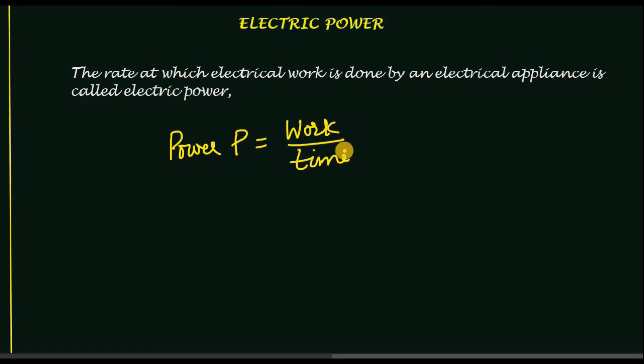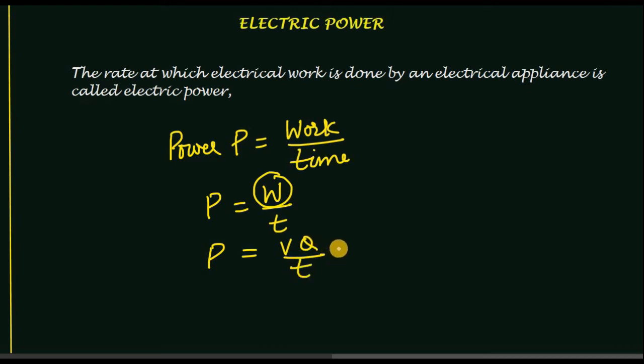So here we'll take electrical work and the time in seconds. Power P equals work done, that is W, upon time T. In place of W, as we know the formula, W equals V into Q, where V is potential difference and Q is charge. So W equals V into Q upon T. Now we replace Q with IT, then it will become V into I into T divided by T, and T will cancel. So we get the formula P equals VI.